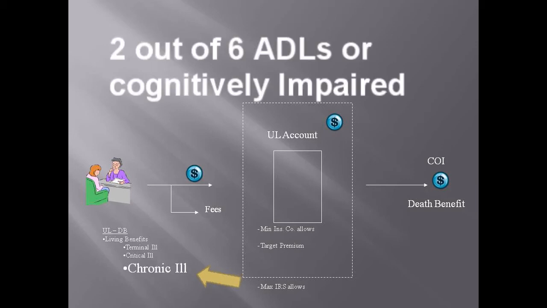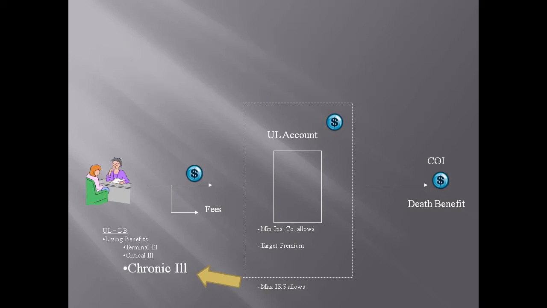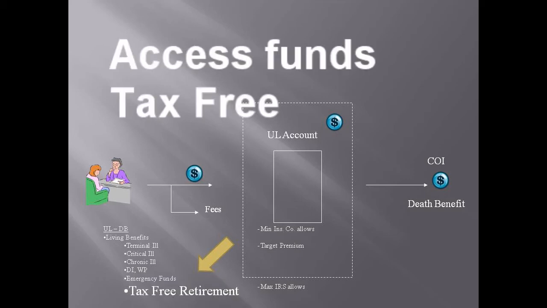Chronic illness. If you are unable to perform 2 out of the 6 activities of daily living, or if you are cognitively impaired, you can gain access to the death benefit. Also, there is disability income available if you are sick or injured and can't perform your job, and your premiums can be waived if you become disabled. There are emergency funds available where you have access to the cash account when necessary. And finally, tax-free retirement, where you can gain access to the cash account tax-free.